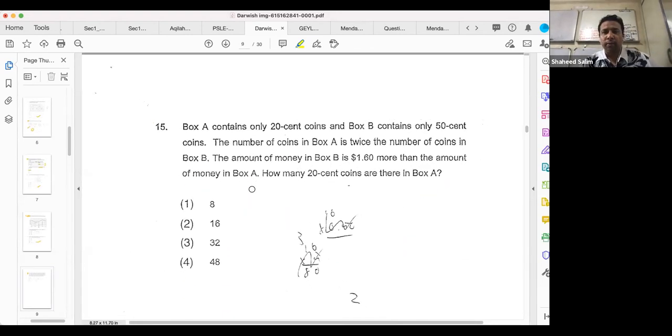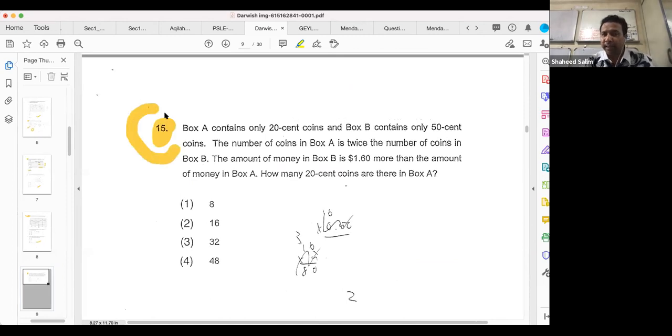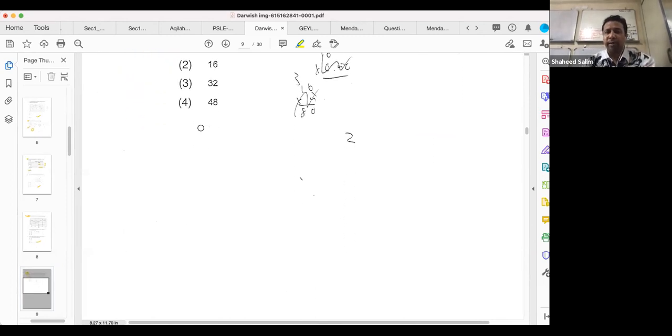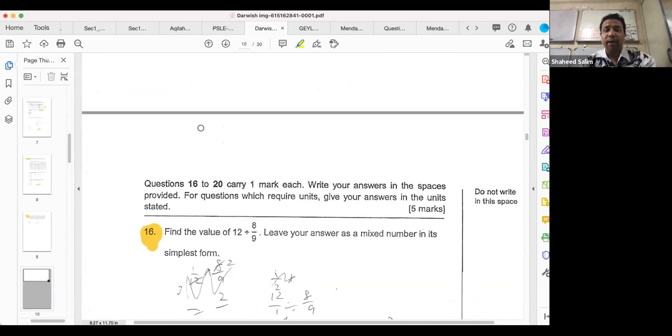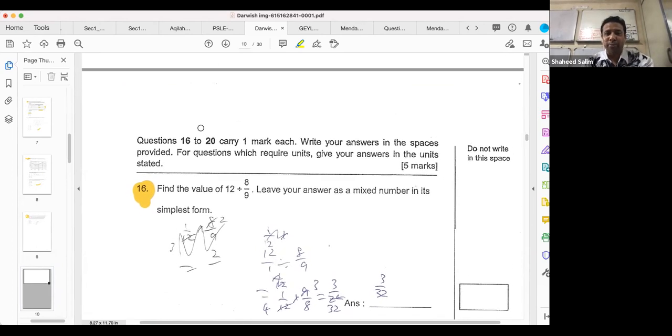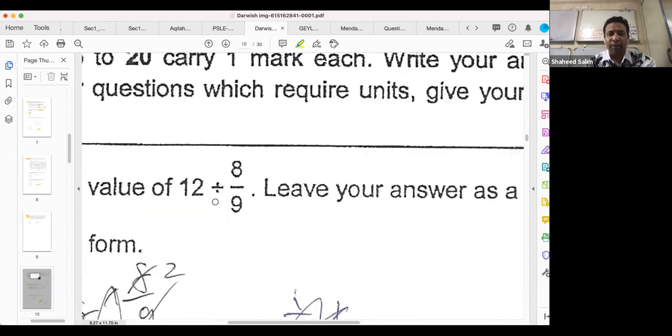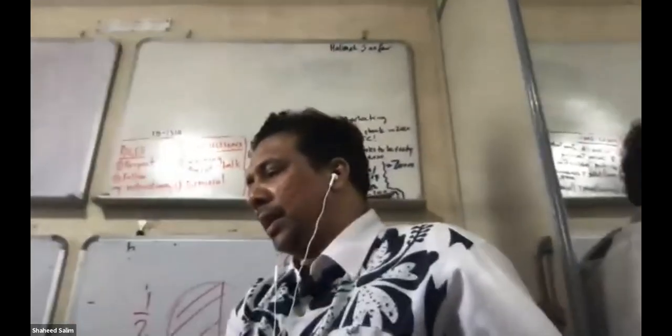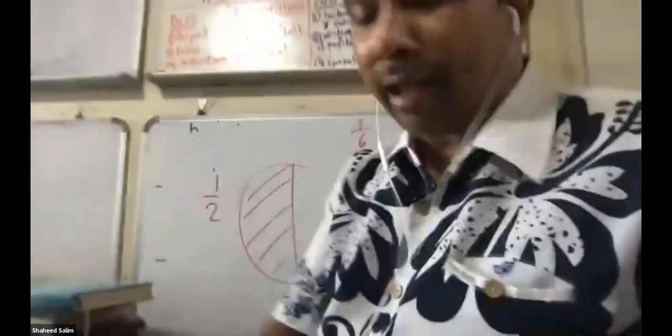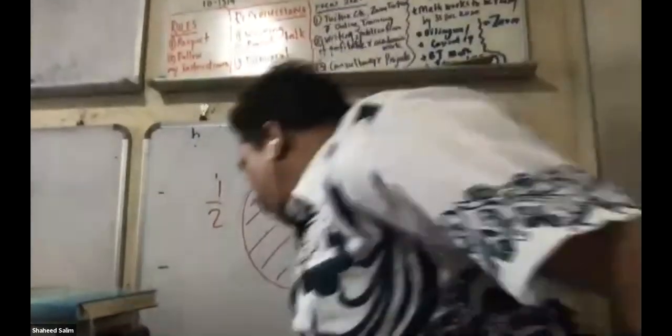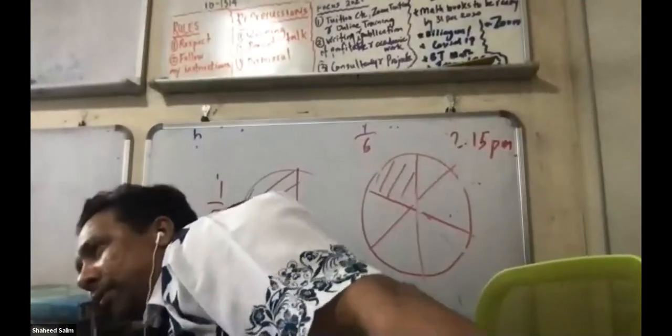This one, we come to this later because there's more explanation. I want to clear the ones that are easy to clear. This one. So this is 12 divided by 8 over 9, right? Let us test you now. And I think I'm going to uncover something unique. Okay, here we go.